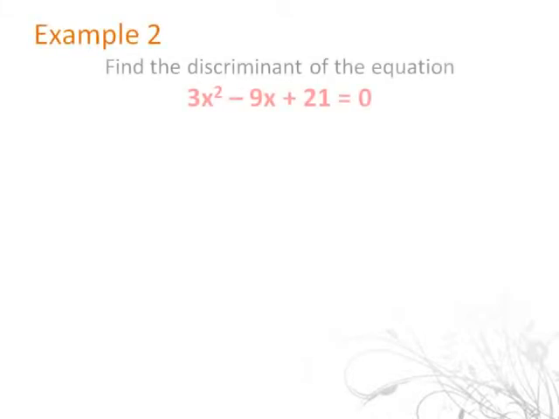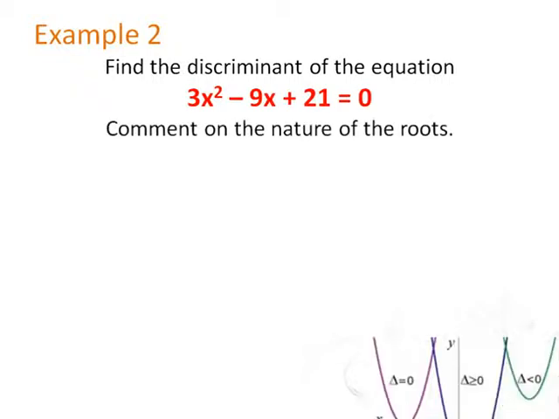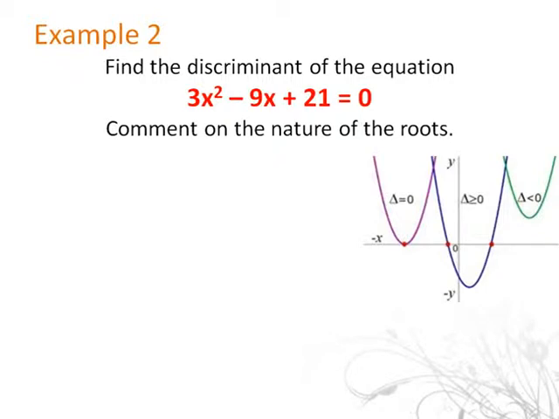Let us take our second example now. Find the discriminant of the quadratic equation 3x square minus 9x plus 21 equal to 0. Based on this, comment on the nature of the roots. By nature of the roots, I mean to say, check whether the discriminant is 0, greater than 0 or less than 0, based on which you can say if the roots are repeating, distinct and real, or imaginary. So let us see how we can solve this.